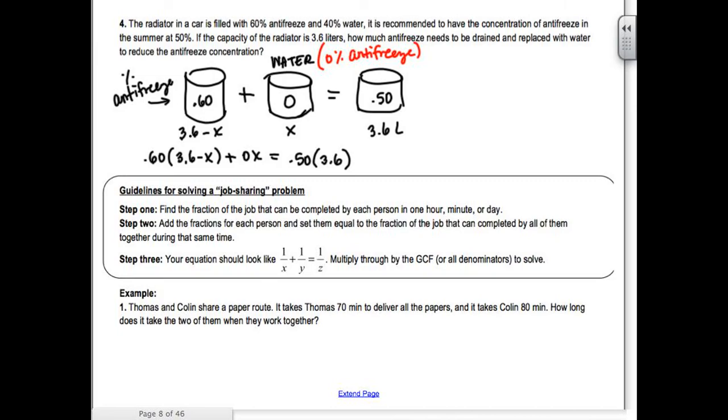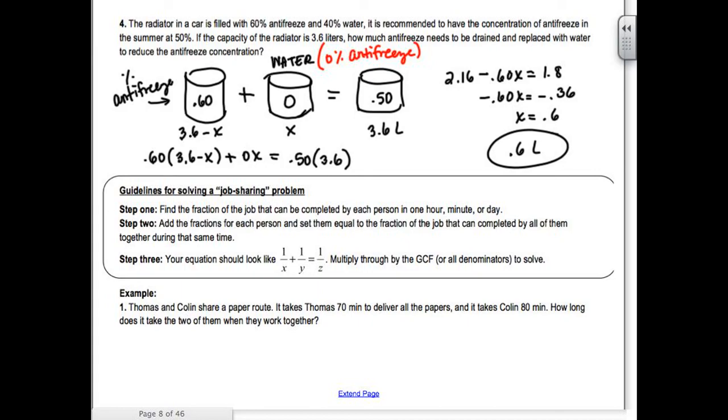So I get 2.16 minus 0.60x equals 1.8. 1.8 minus 2.16 gives me negative 0.36. So I have negative 0.60x equals negative 0.36. You stuck, Melvin? You got it? So you get x equals 0.6. Okay, so it's 0.6 liters that you're draining out and then replacing.